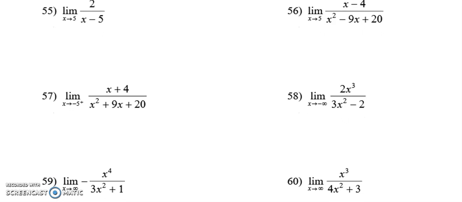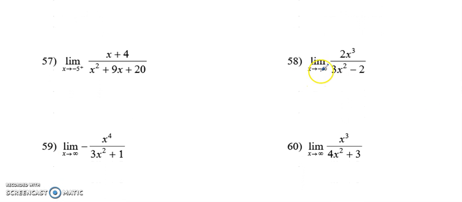So what happens now as x goes to negative infinity or positive infinity? That's something we've got to take a look at. That's different, because how do you plug in infinity? So this looks like 2 times negative infinity cubed over 3 times negative infinity squared. Yuck. Okay, so here's what, we actually know a way to do this already, and we'll bring that up in a bit.